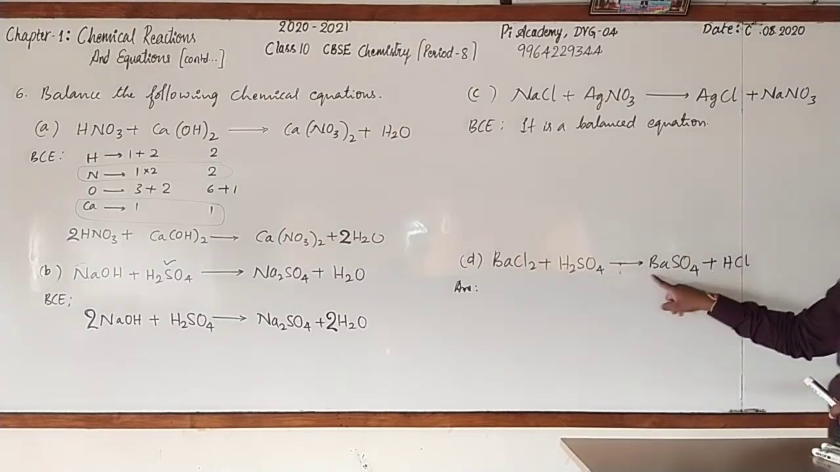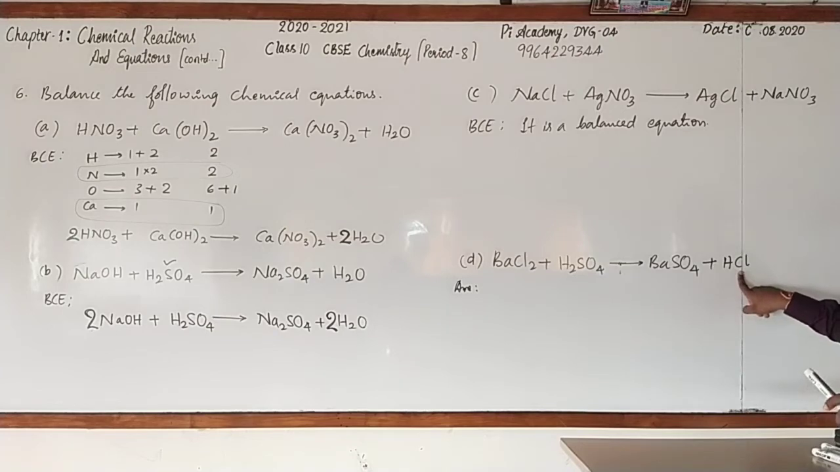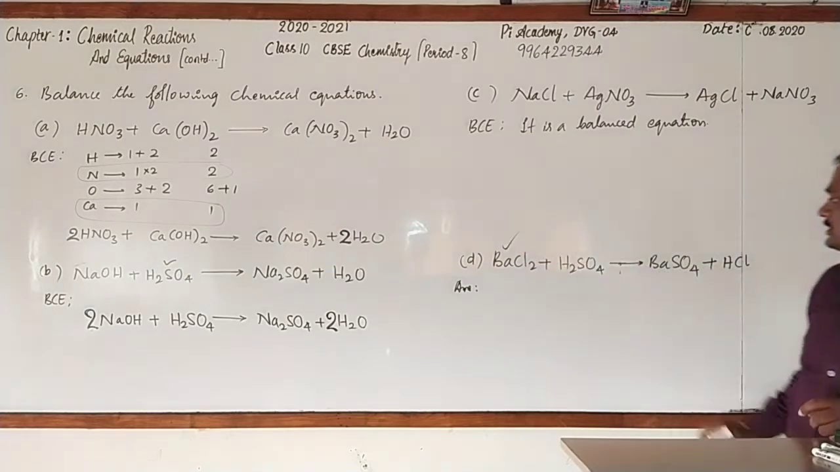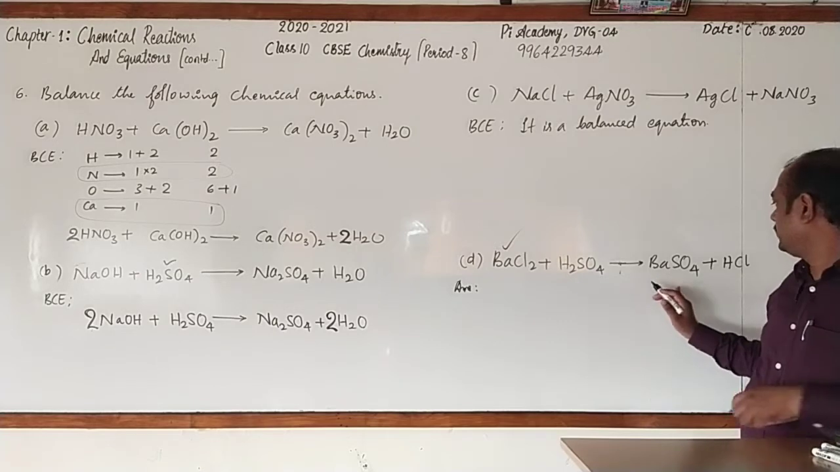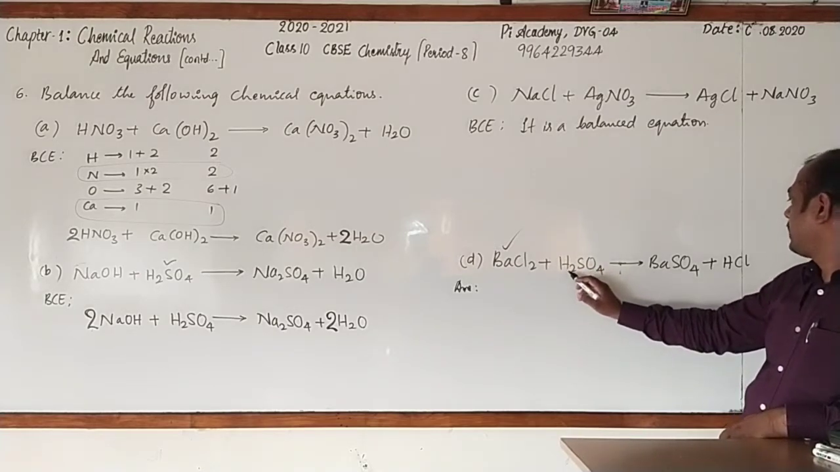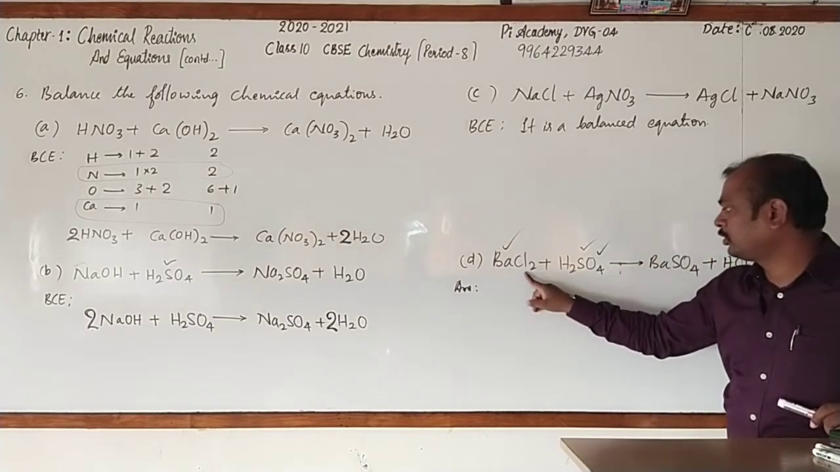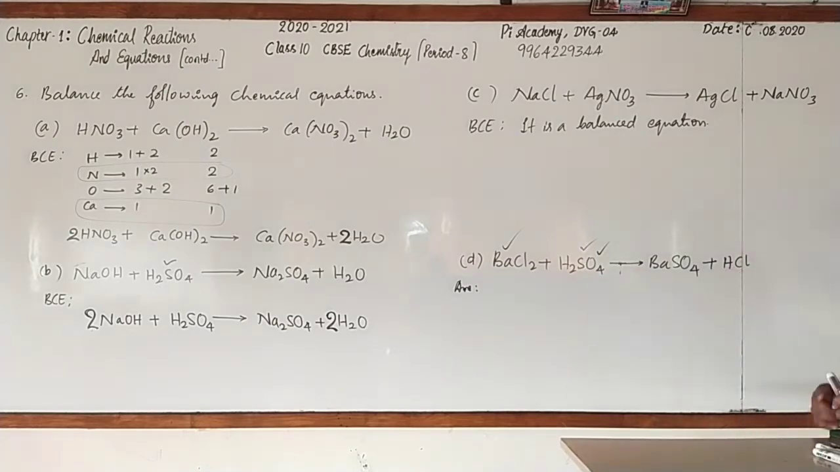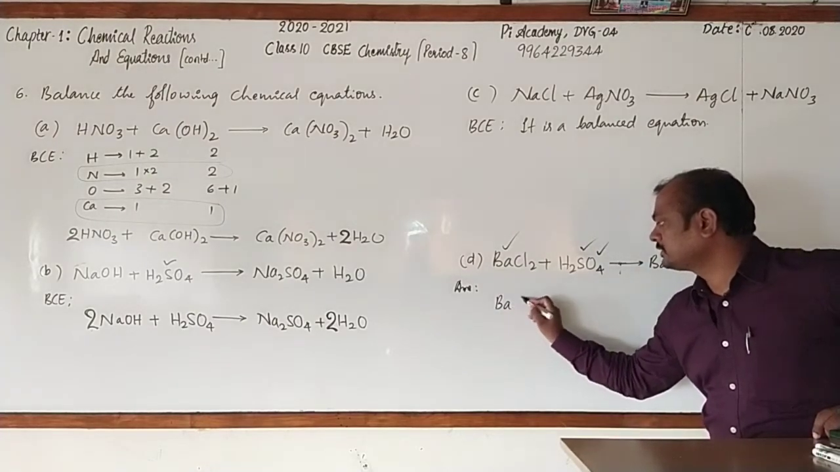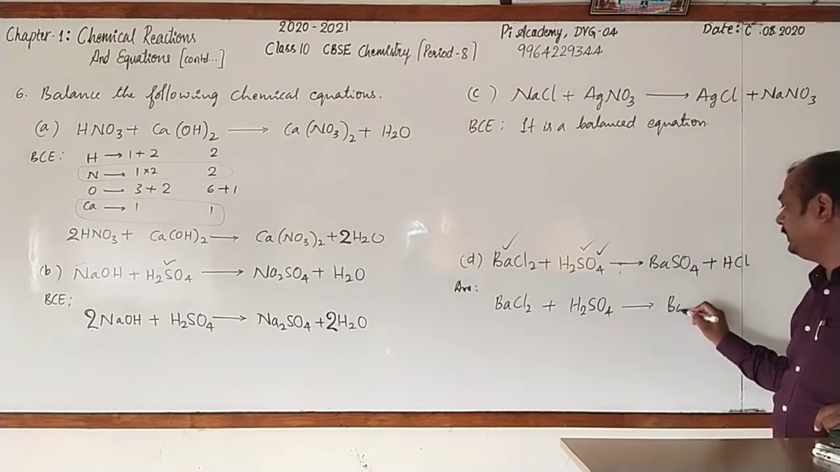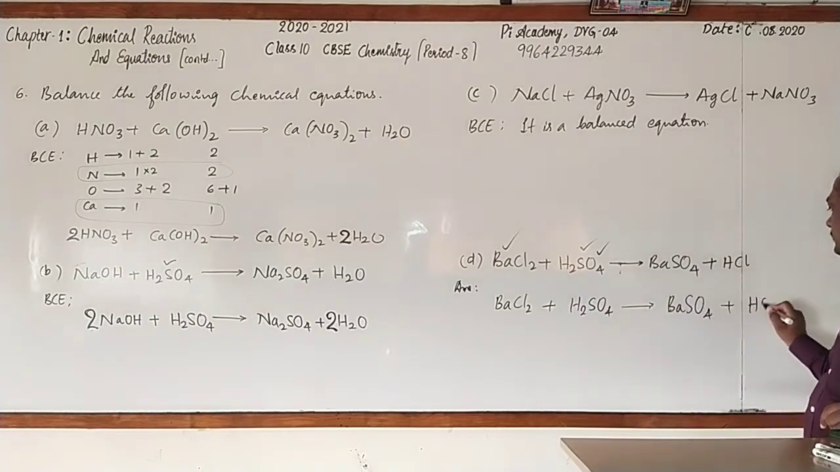Now see that. Barium, one atom, chlorine, two atoms. Here one atom, hydrogen, two atoms, here one atom, next sulfur, one atom, oxygen, four. See that barium is balanced, chlorine is not, hydrogen is not, sulfur is balanced, oxygen is balanced. Left are chlorine and hydrogen. These two should be balanced. Here I will write BaCl2 plus H2SO4 gives rise to BaSO4 plus HCl.